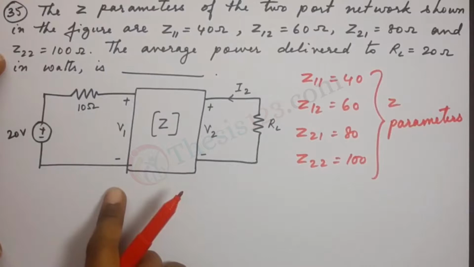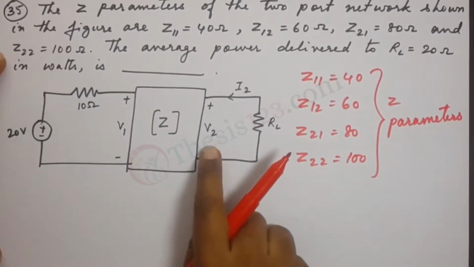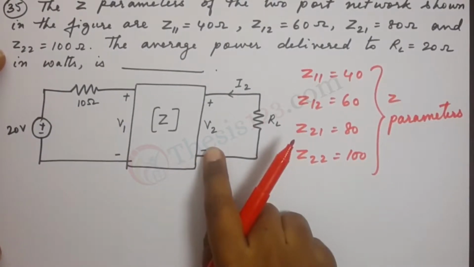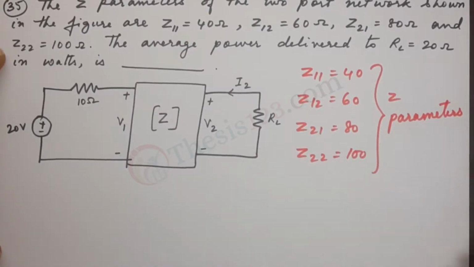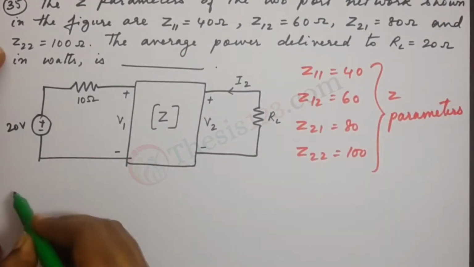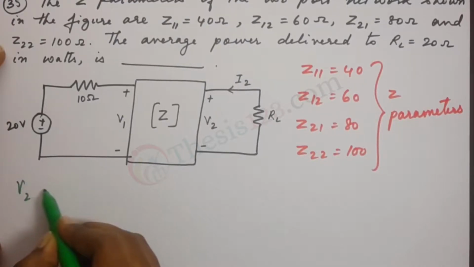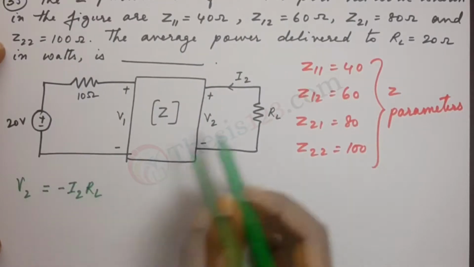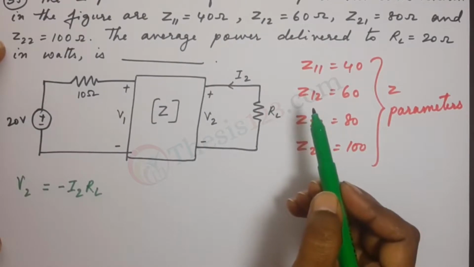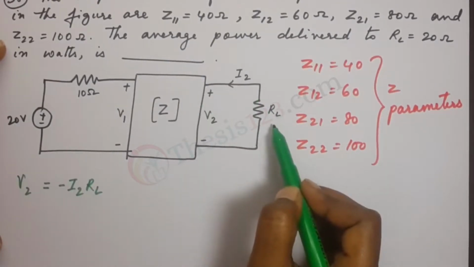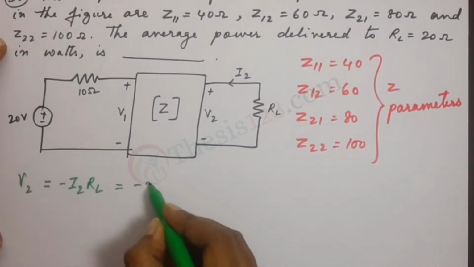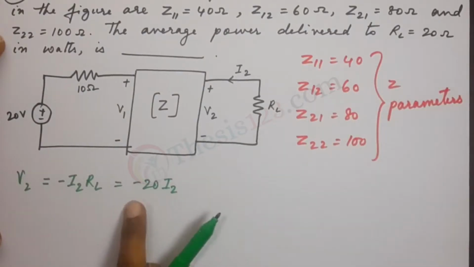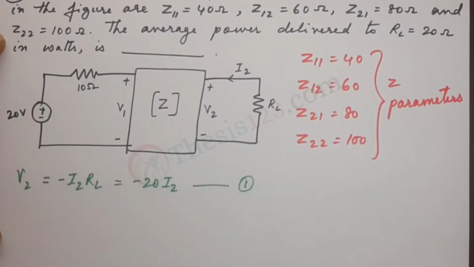Now let's look at the figure here. We can write down equations for V2 and V1. That's what we must do. So let's look at V2 first. Now V2 from the figure, V2 equals minus I2 RL. Look at the direction of the current. That's important. Okay, so here we have minus I2 into RL, which is minus 20 I2. That's because the value given for RL is 20. So minus 20 I2. Let's call this equation 1.